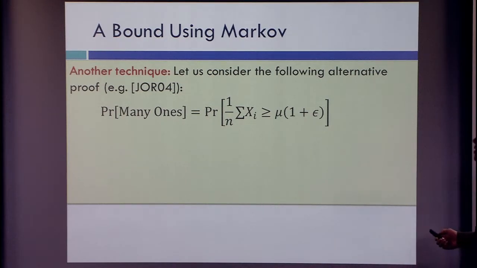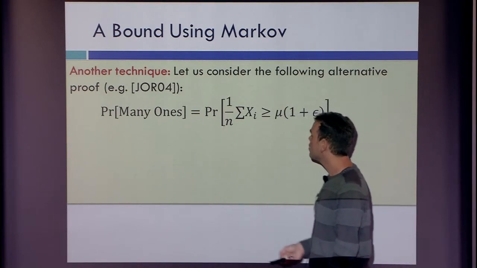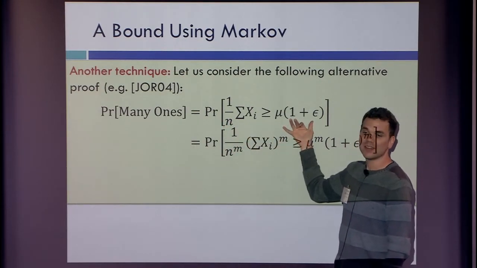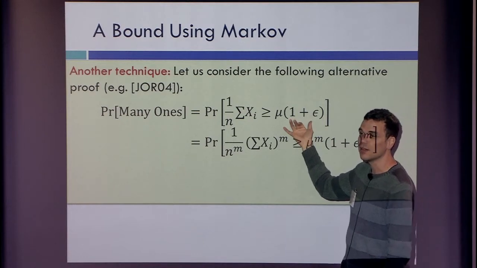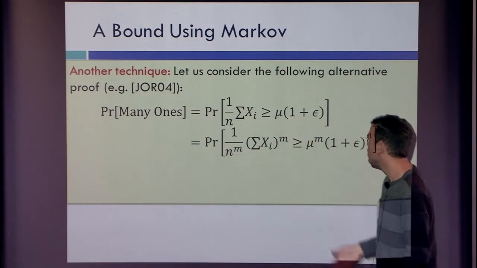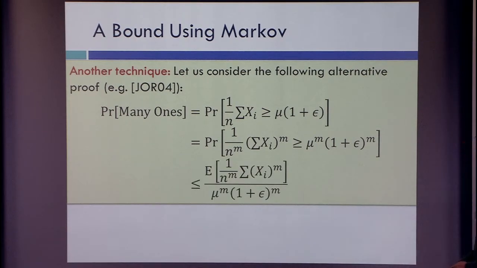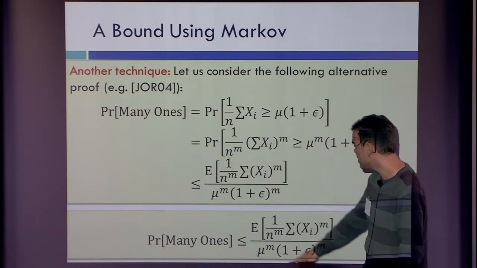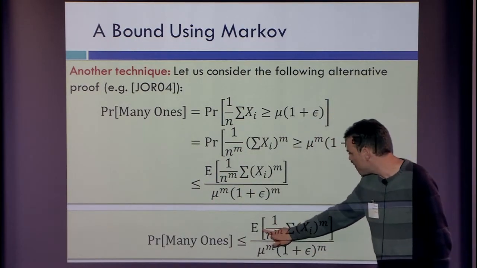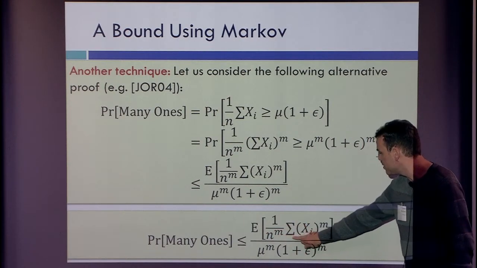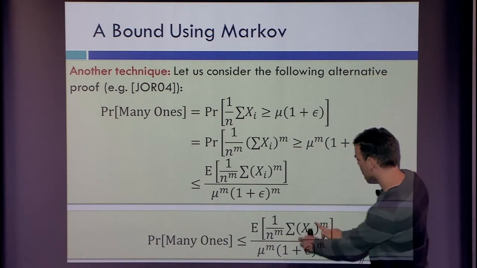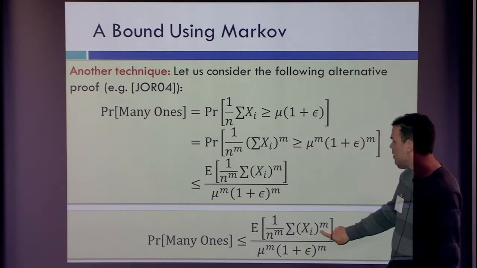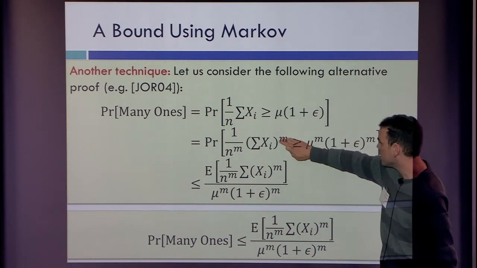What they do is look at this probability which we want to bound, and take everything on both sides to the power of m, for some m which we can choose later. It's going to be the same probability. And now let's do Markov. Using Markov's inequality, you get this. This means that the probability you get many ones is bounded by this expectation of 1 over n to the m times the sum of xi to the m. This is a typo, it should be the sum of xi to the m. The sum is taken to the mth power, like here.